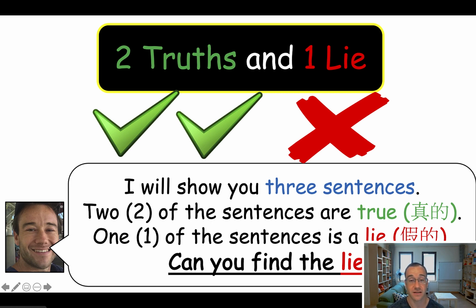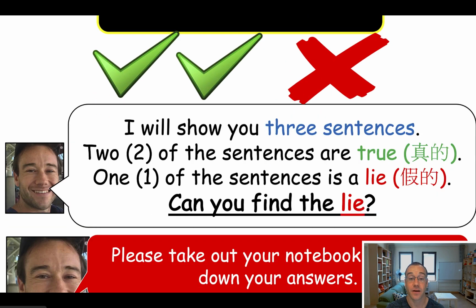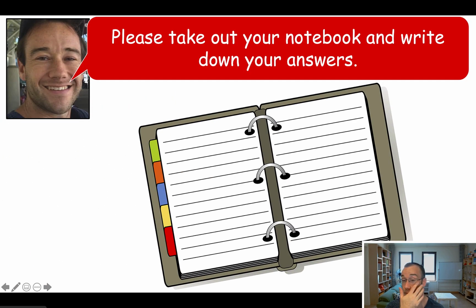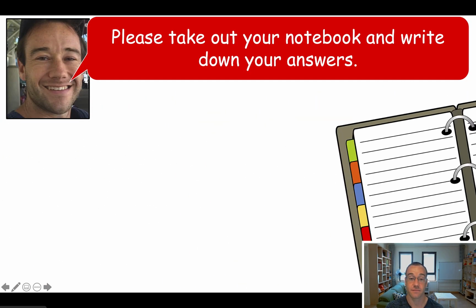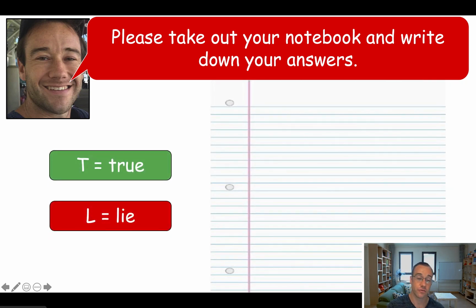I will show you 3 sentences. 2 of the sentences are true. 1 of the sentences is a lie. Can you find the lie? Okay? And I'll tell them, please take out your notebook and write down your answers. And I'll show them. If they think it's true, they can put a T. If they think it's a lie, they can put an L.